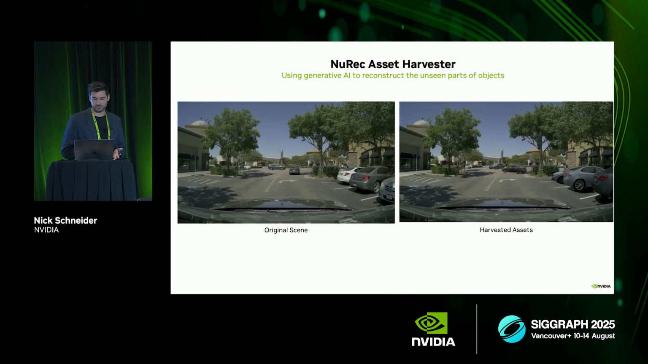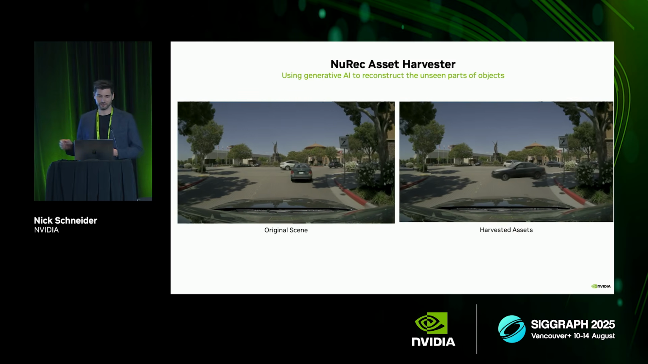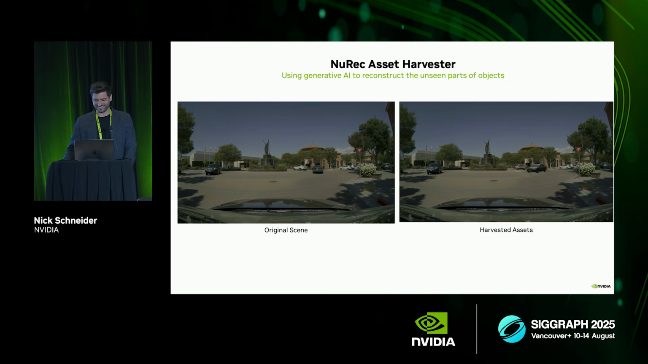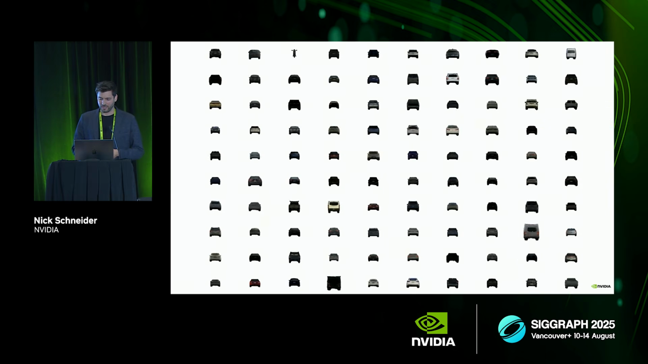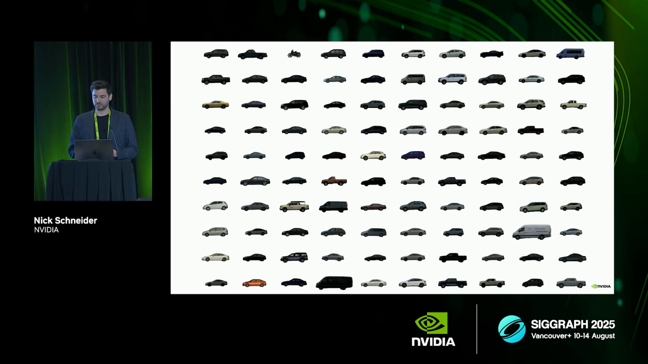Another NuRec extension that leverages generative AI is Asset Harvester. I really do love that video. Might make you a bit mad, but Asset Harvester generates novel views of objects using a diffusion model and then uses a transformer to estimate Gaussians from that. With that, we can now build large libraries of different vehicle assets for driving applications, which can later be used to generate novel scenarios by adding and replacing vehicles or changing their trajectories.